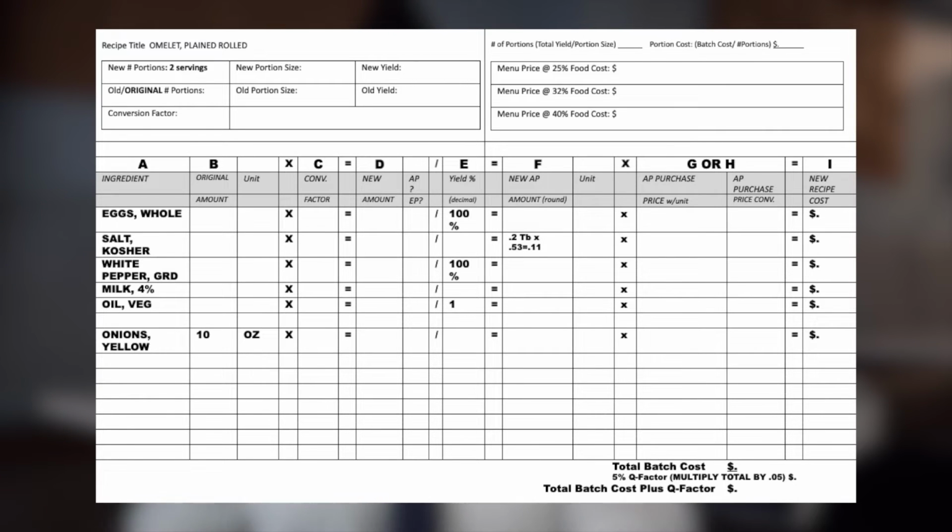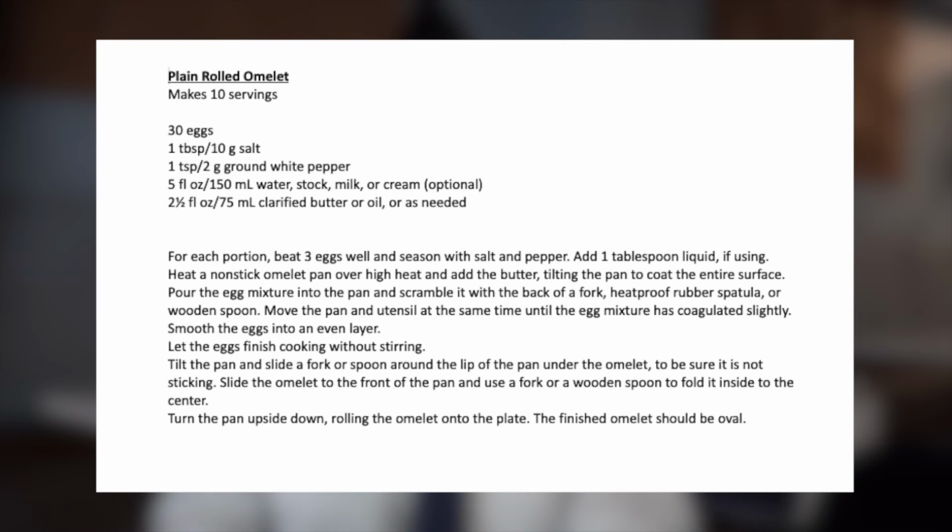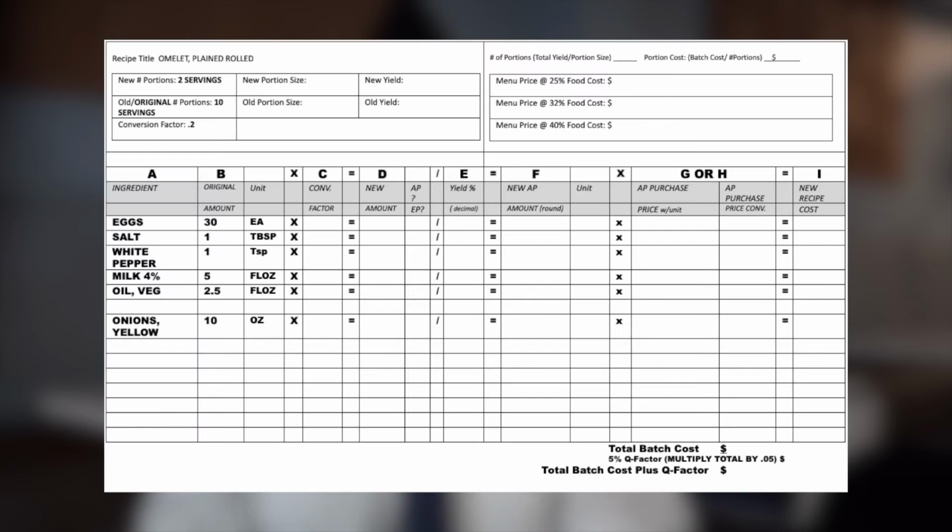You first need to list the title. Then in the top left box, fill out the original servings or yields or portions. From video number 2, these are the blue sections. Looking at this original omelet recipe, it says it makes 10 servings. So in your column A, copy the original recipe's ingredients, and in column B, copy the original recipe's amounts and units. Units are super important. Remember, if it's fluid ounces, it's volume.